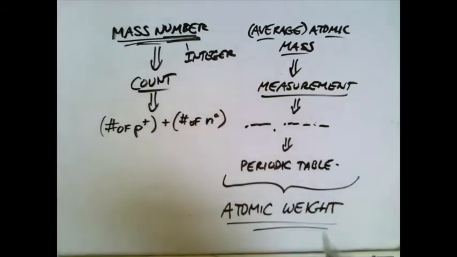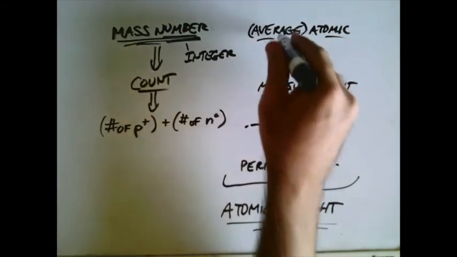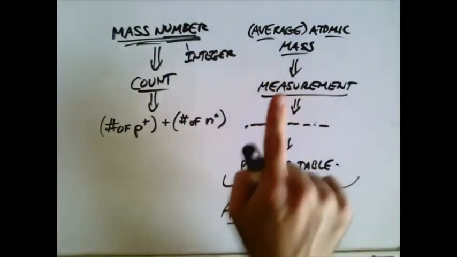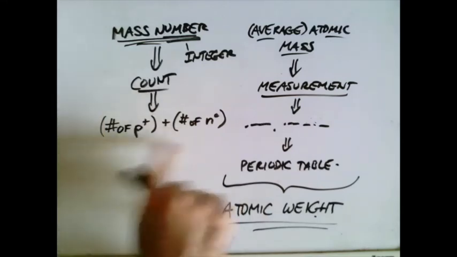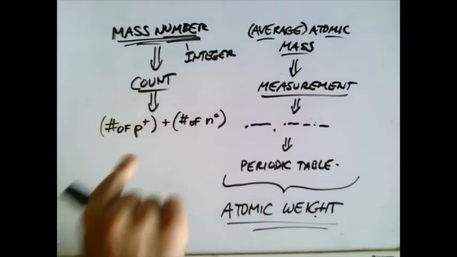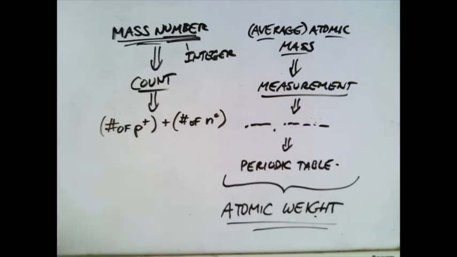But the periodic table number, the atomic weight, is an average, it's a measurement, there's only one for every element. The mass number is an integer, it's a count of a number of particles. It's a property of a specific atom, and a given element can have more than one of them. I hope that clears things up.